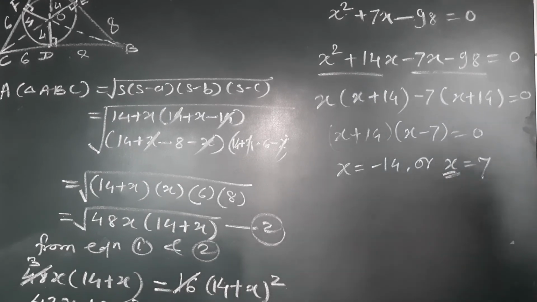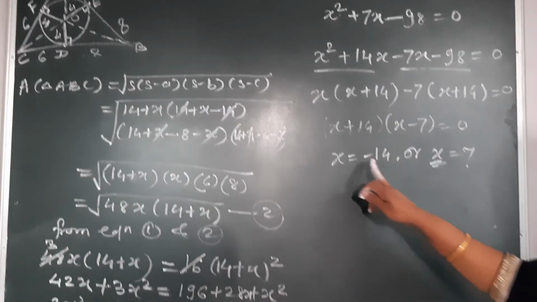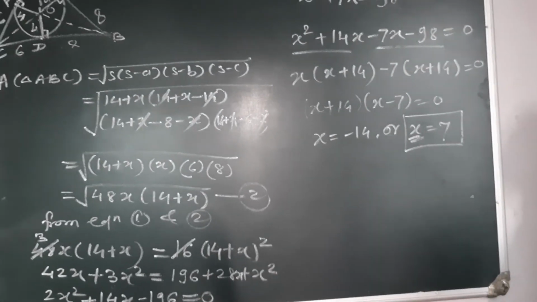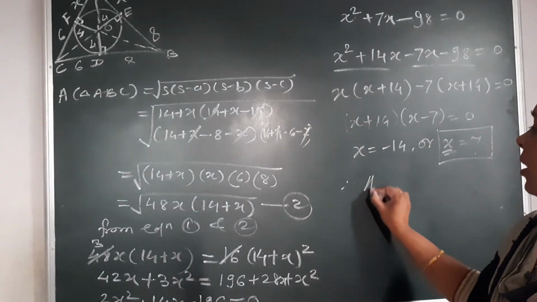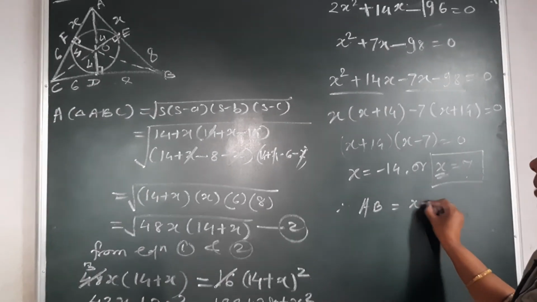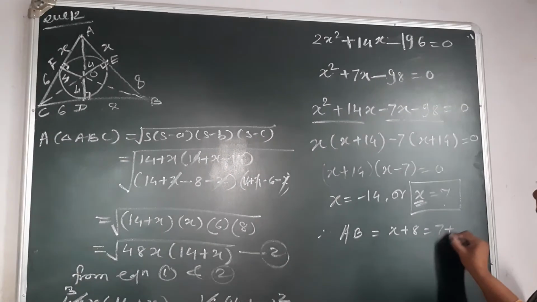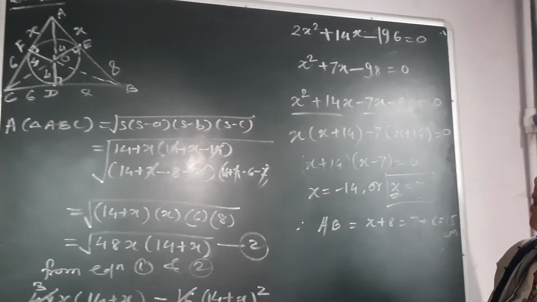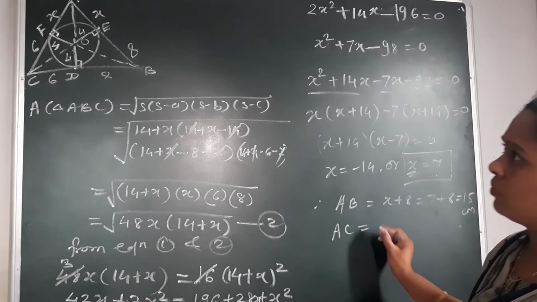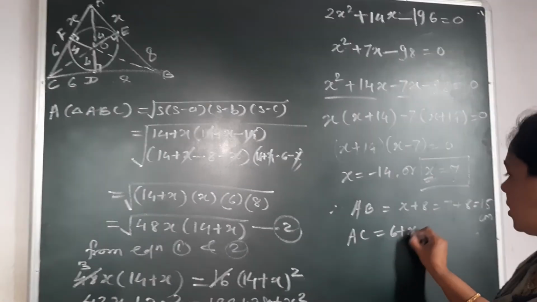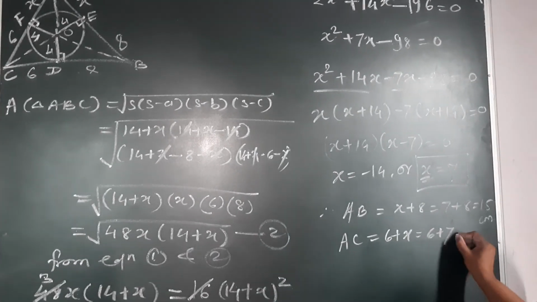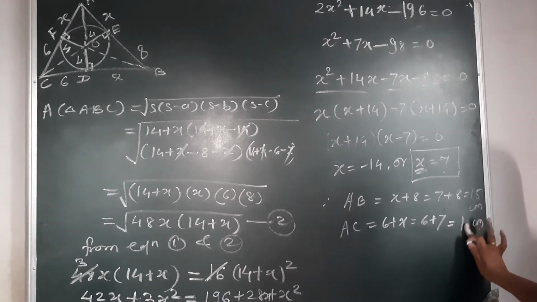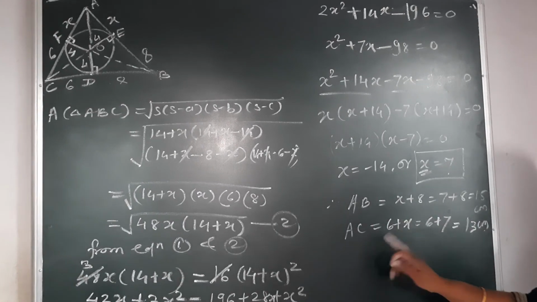But x is the length of the segment, that's why the negative value is not considered. Here we consider x is equal to 7, and that's why AB is equal to x plus 8, means 7 plus 8, that is equal to 15 centimeter. And the next segment AC is equal to 6 plus x, 6 plus 7, which is equal to 13 centimeter. And these are the required values of the segments AB and AC.